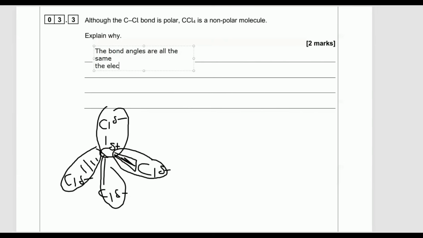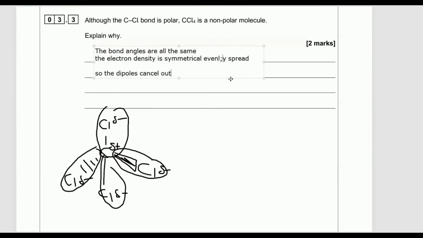The electron density is symmetrical, evenly spread. So the dipoles cancel out. It doesn't mean there aren't dipoles. There are dipoles, but they cancel out.